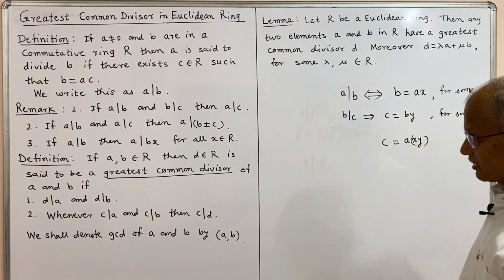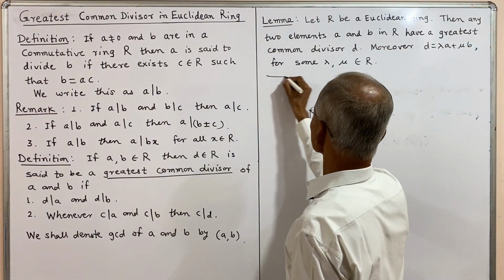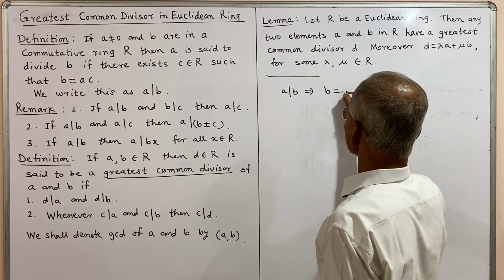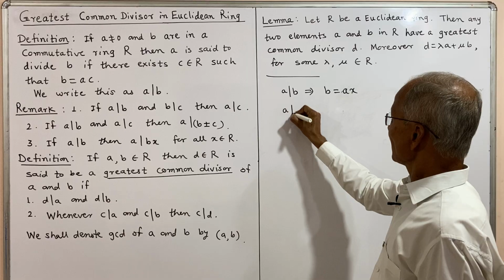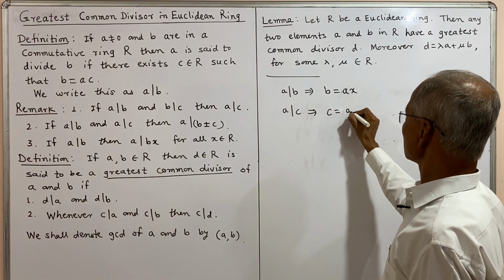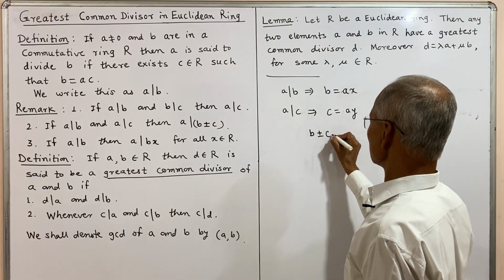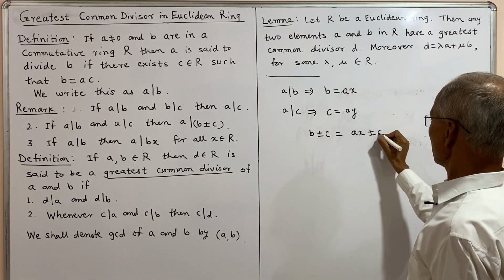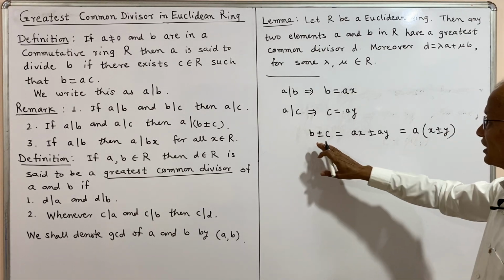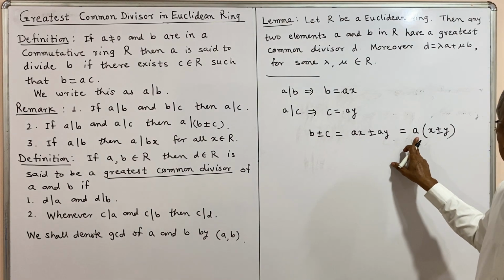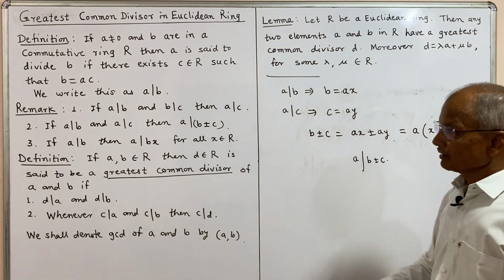And second is, if A divides B and A divides C. See, A divides B implies B is a multiple of A, that is B is equal to AX for some X in R. Similarly, A divides C, then this implies C is again a multiple of A, that is C can be written as AY for some element Y in R. And now what we can write is B plus or minus C is equal to AX plus or minus A into Y, and A is common, so we can write A into bracket X plus or minus Y, and this shows that certainly B plus or minus C is a multiple of A, and therefore A divides B plus or minus C. That is the second result.